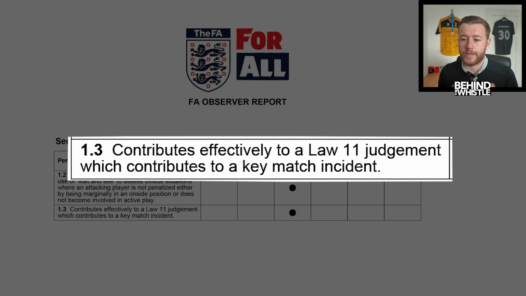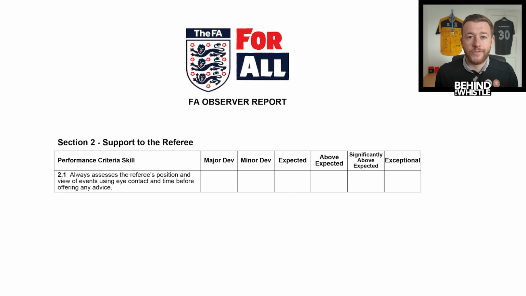And then 1.3 contributes effectively to a law 11 judgment, offside, which contributes to a key match incident. Obviously, all decisions are important, but some decisions are match changing situations. So let's say you give an offside where a player would have been one-on-one with the goalkeeper, or you keep the flag down and they're marginally onside and they go to score. This is obviously a key match incident, and so you would get credit for getting these decisions right as well. So that's section 1.